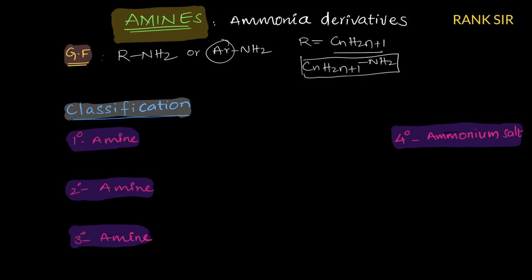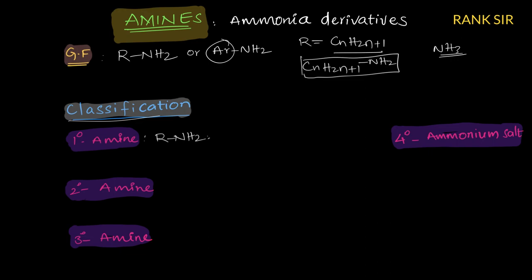Aromatic means any one aryl group, that may be a substituted aryl group or a normal aryl group. Then these are which one? Ammonia derivatives. In ammonia, how many hydrogens are there? Three hydrogens are present. If one hydrogen is replaced by an alkyl group, then we will get a different type of amine. Therefore, classification of amine: primary amine. Primary amine means what? RNH2. This is called primary amine group.